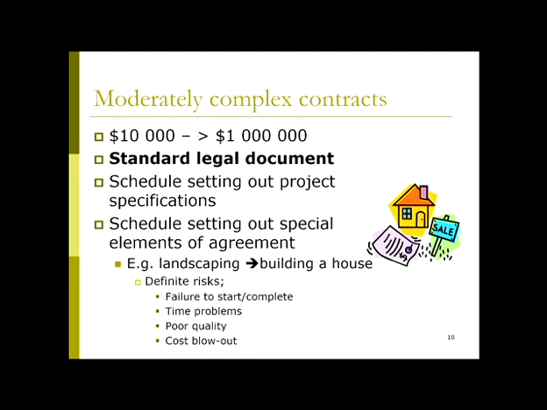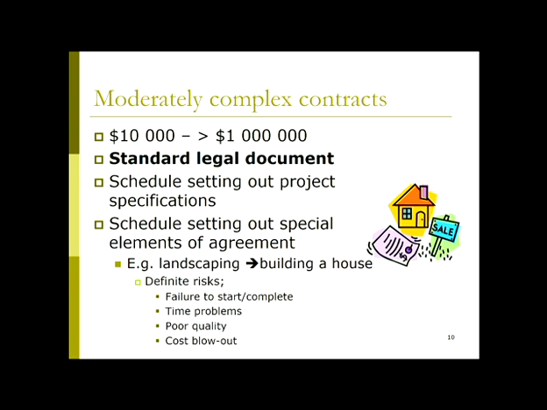Okay, so moderately complex contracts are where the sum of money starts to get significant. So over $10,000 up to $1 million, we're beginning to get into life-changing amounts of money if it all goes wrong. So what happens in these cases is that there's generally a standard legal document, which is a bit of a template. It's all written out and you fill in the gaps that are relevant to what it is that you're entering into a contract for.